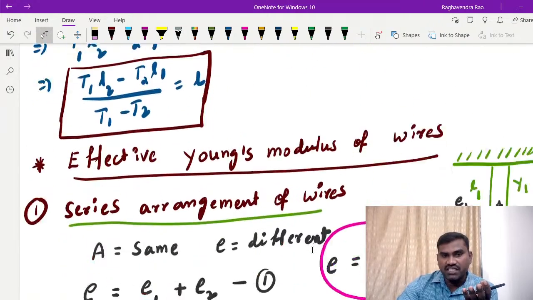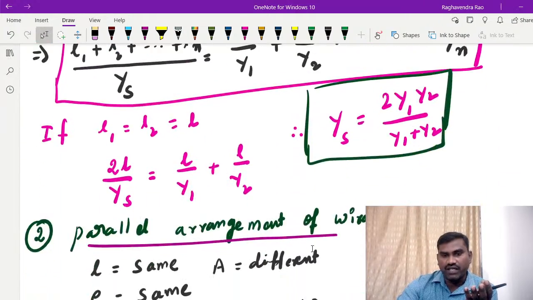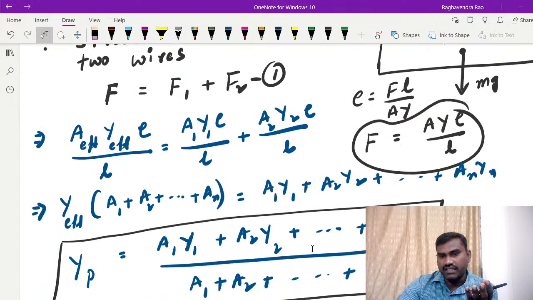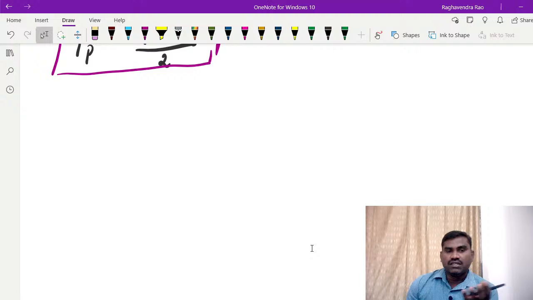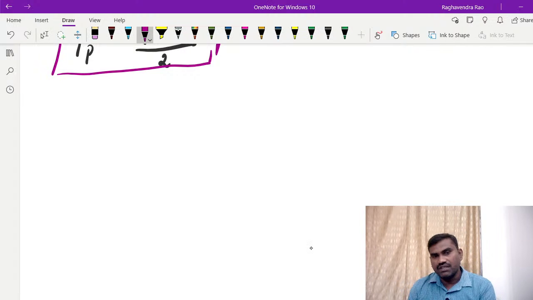And series and parallel combination of the wires and their effective Young's modulus. So these are the points we need to recall from the concept of Young's modulus. And there is another concept that also we will complete. Then we can go for solving of numericals.